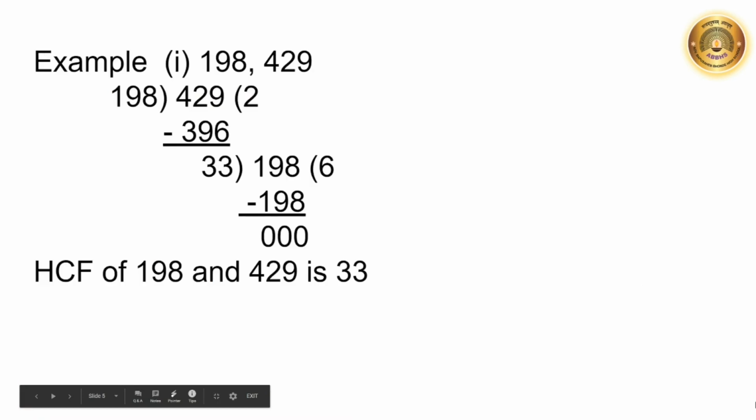Let's try another example. The first step, divide the bigger number by the smaller number. So you get 429 divided by 198. It goes 2 times. It is 396. When you subtract, you get 33. Now you have to divide the previous divisor, that is divide 198 by this remainder. So 198 divided by 33. 33 goes 6 times, that is 198, and the remainder is 0. So the last divisor is 33. So the HCF of 198 and 429 is 33.